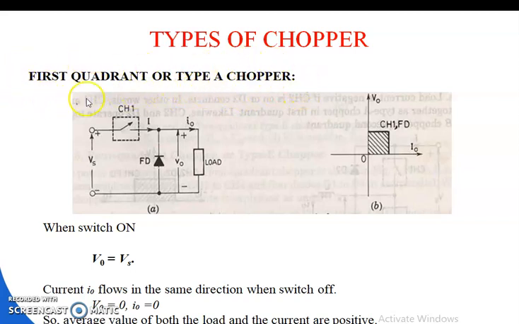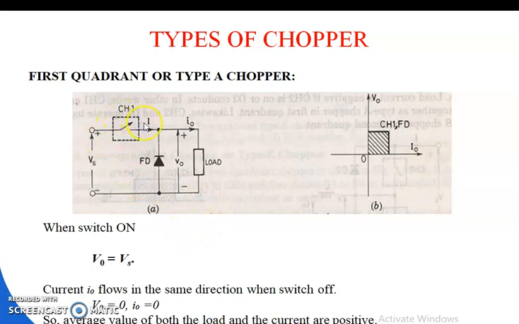This chopper is also known as the step down chopper. The step down chopper means a chopper whose output voltage is less than the input voltage. Then this chopper is said to operate in step down mode, hence known as step down chopper. For that reason, I have drawn 2 different figures. This one is the circuit diagram of a Type A chopper.